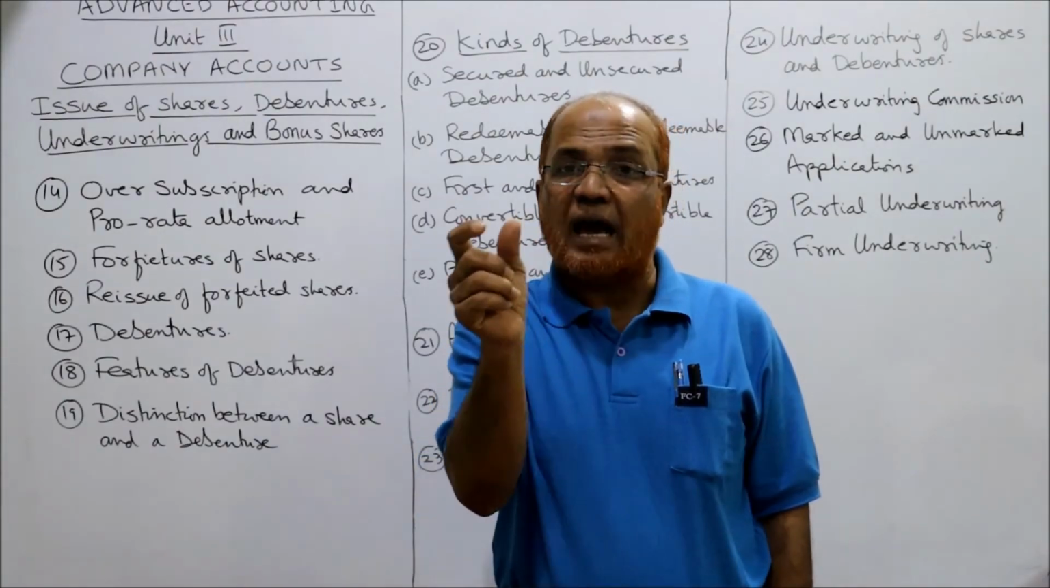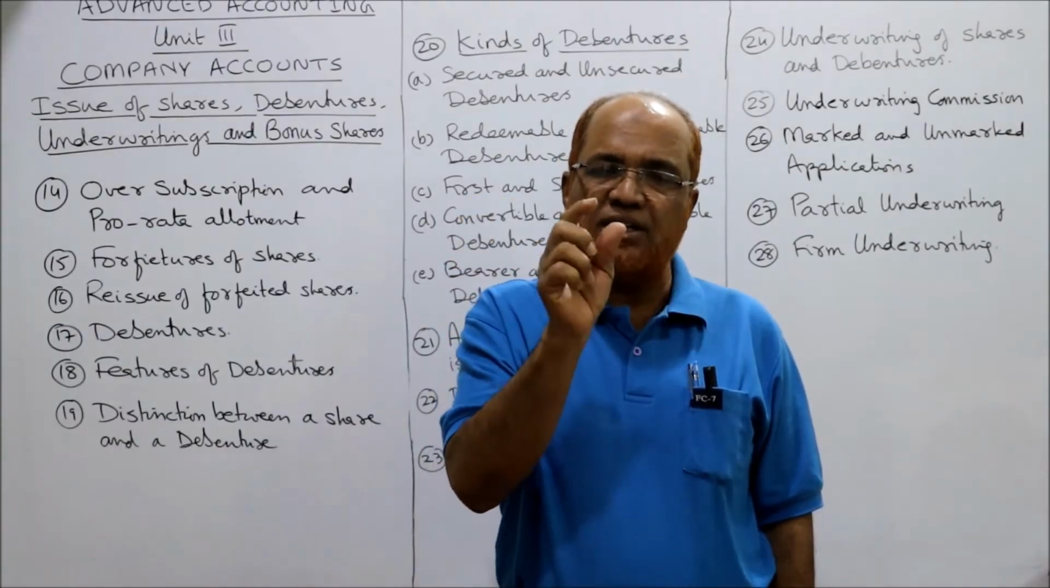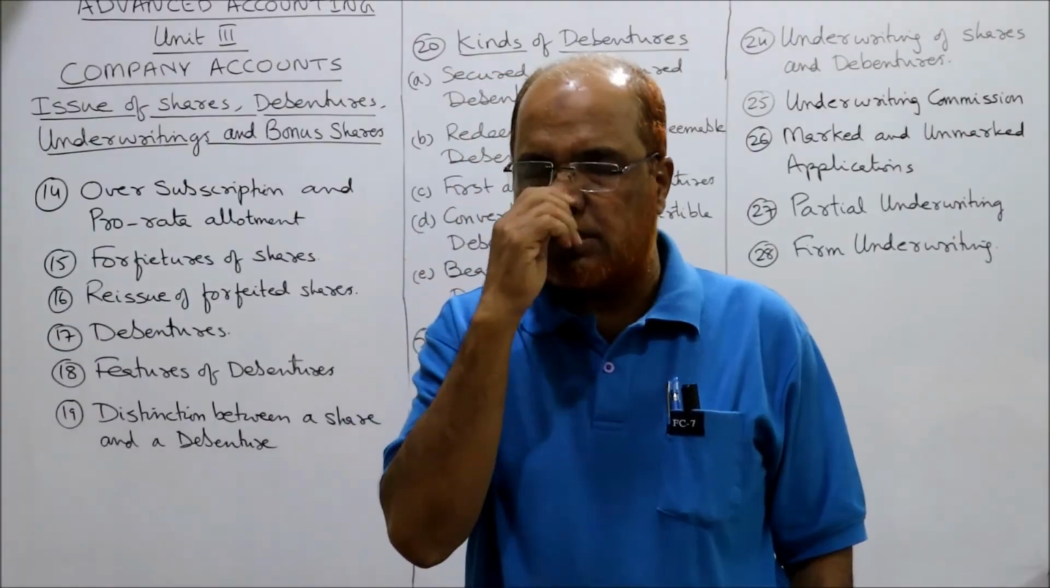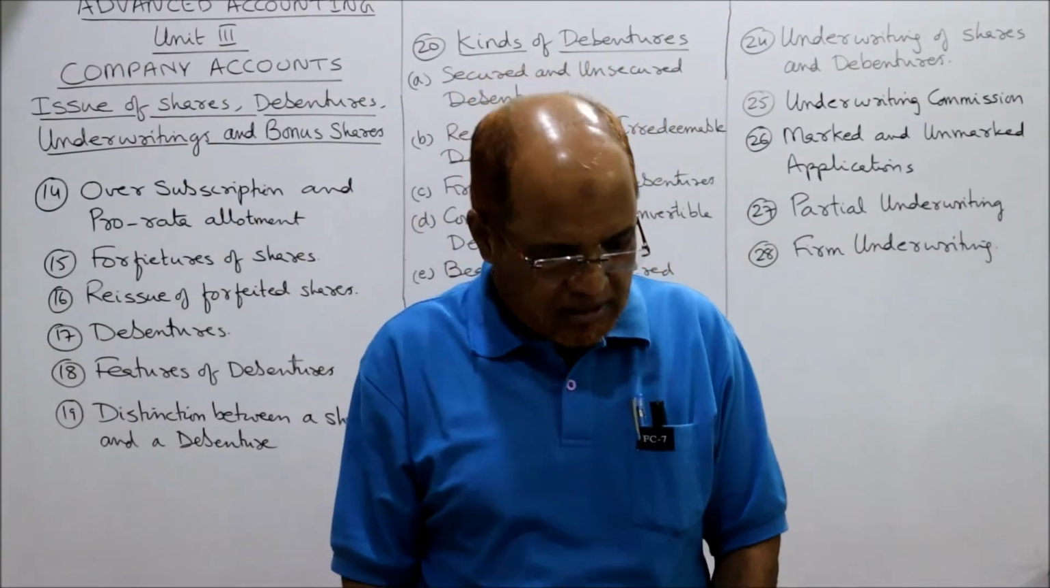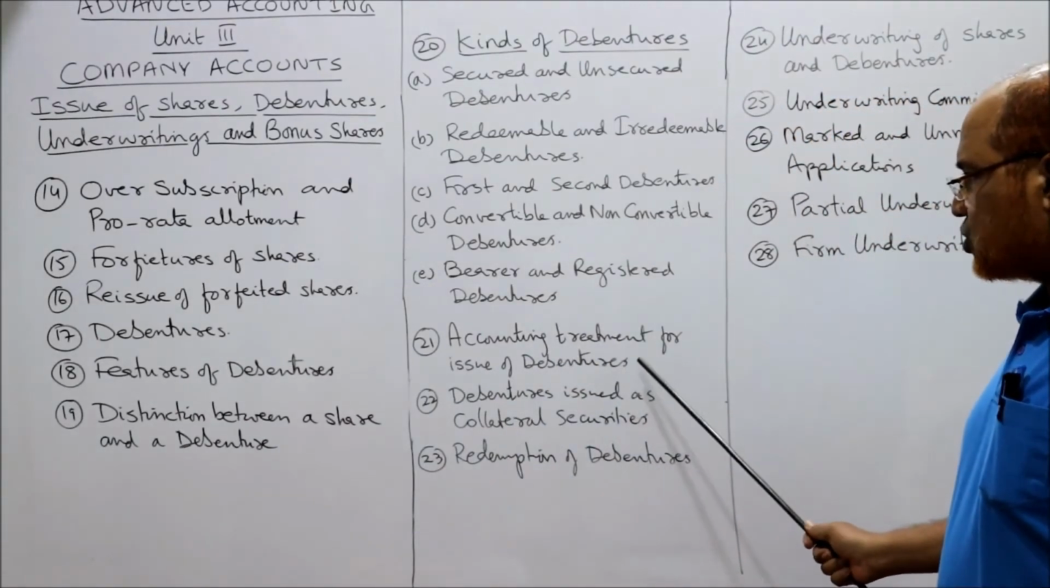And don't write debenture capital. It is simply debentures. There we have written share capital. Here we are not writing debenture capital. We write simply debentures account. That's it. These are the things regarding accounting treatment for issue of debentures.